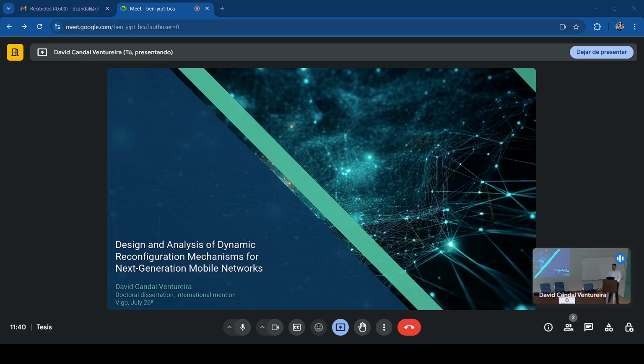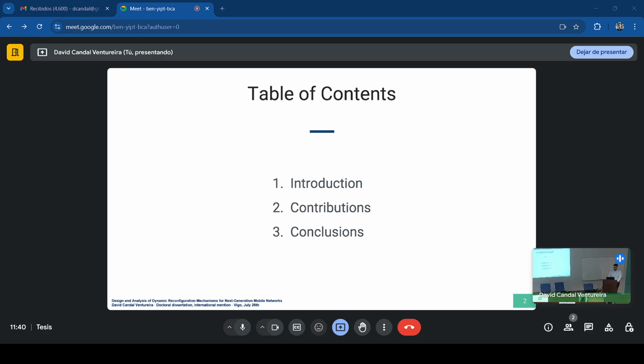Good morning, everyone. Thank you all for being here today. I am pleased to present today my thesis titled Design and Analysis of Dynamic Reconfiguration Mechanisms for Next Generation Mobile Networks, which proposes and evaluates mechanisms to adapt mobile networks to achieve better performance. This presentation is structured as follows. To begin, I will provide an overview of the context and scope of this work, and then I will present in detail the contributions in this thesis, highlighting the key findings and innovations of my research. Finally, I will conclude this presentation by summarizing the results of this work.